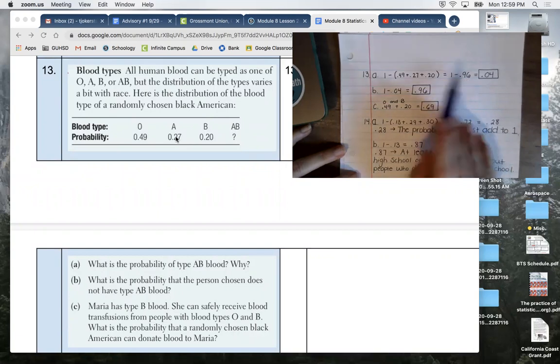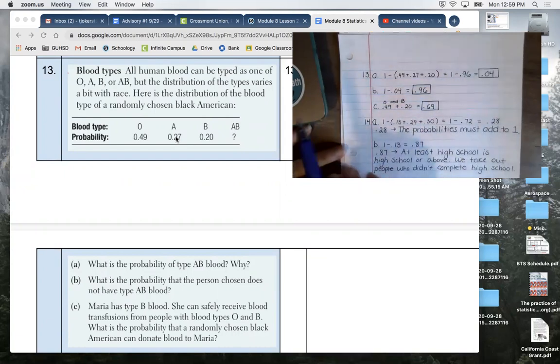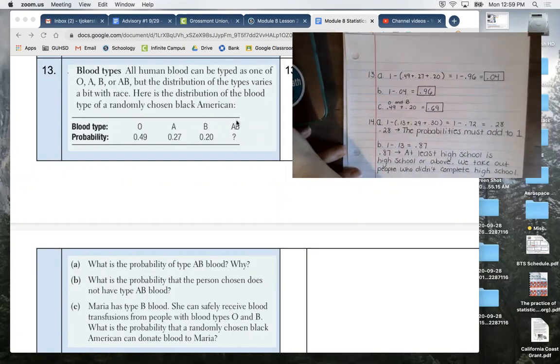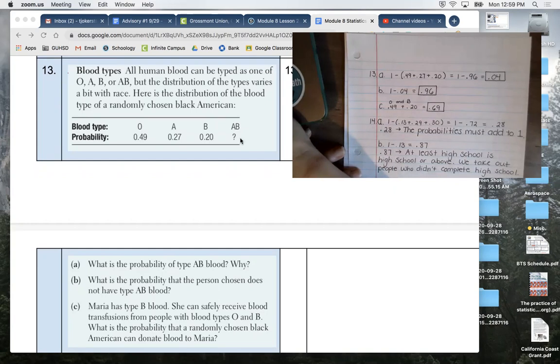It would mean that I'm going to take 1 minus that. That's known as a complement, by the way. I'm going to take 1 minus that to get 4%. It has to be 4% right here because I didn't add up to 100%. I was almost there. I added up to 96%. But AB blood is actually the most rare, and only 4% of the population has AB blood.